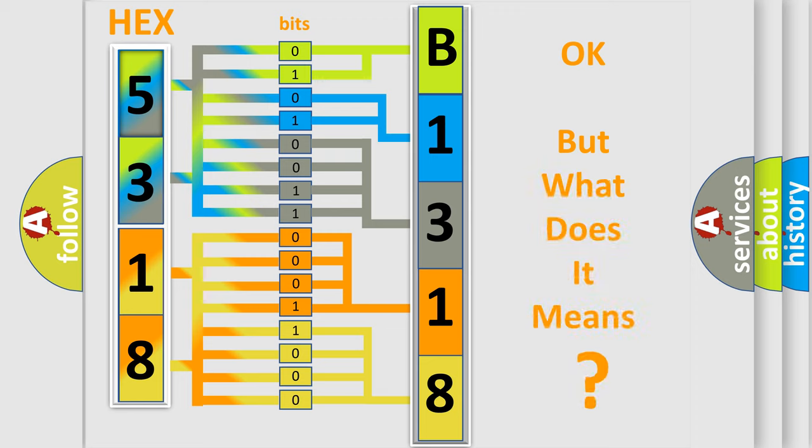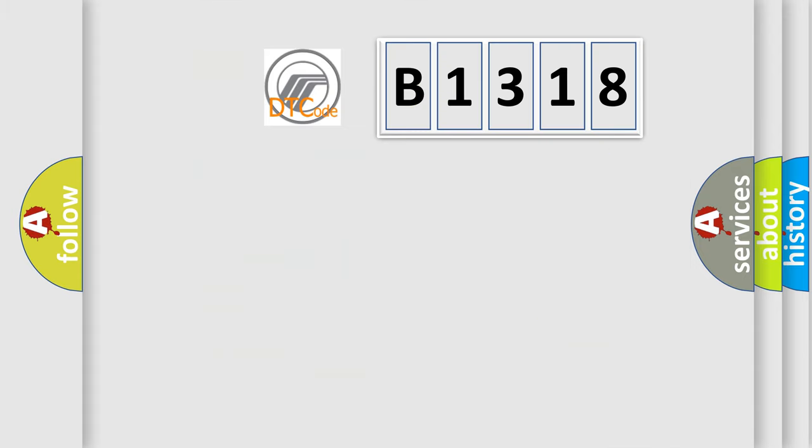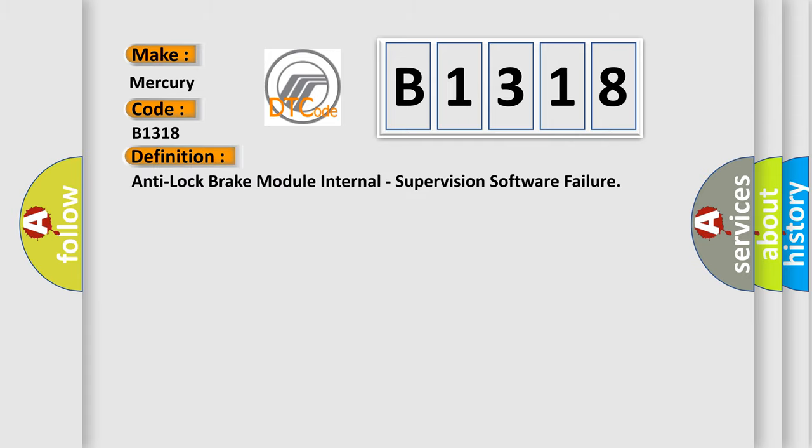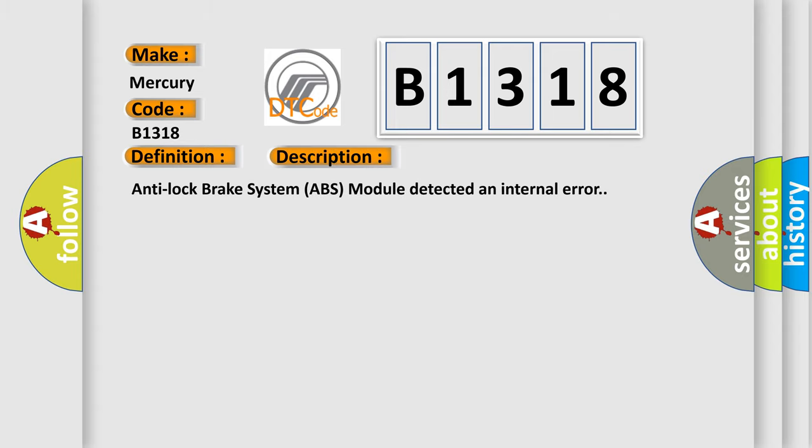The number itself does not make sense to us if we cannot assign information about what it actually expresses. So, what does the Diagnostic Trouble Code B1318 interpret specifically for Mercury car manufacturers? The basic definition is: anti-lock brake module internal supervision software failure. And now this is a short description of this DTC code. Anti-lock brake system ABS module detected an internal error.